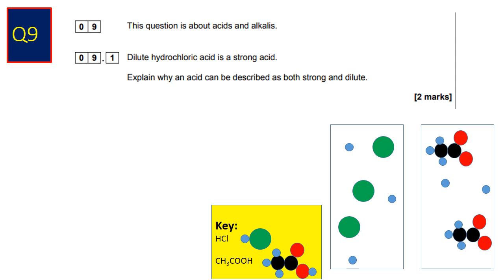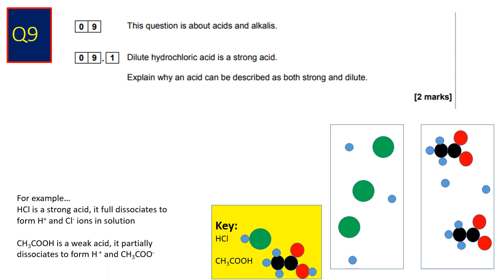So, whether an acid is strong or weak refers to its ability to dissociate or to ionize in solution. And whether an acid is dilute or concentrated refers to how much of the acid is present in a given volume of liquid. So, hydrochloric acid is a strong acid. It fully dissociates, so it completely splits into H+ and Cl-.